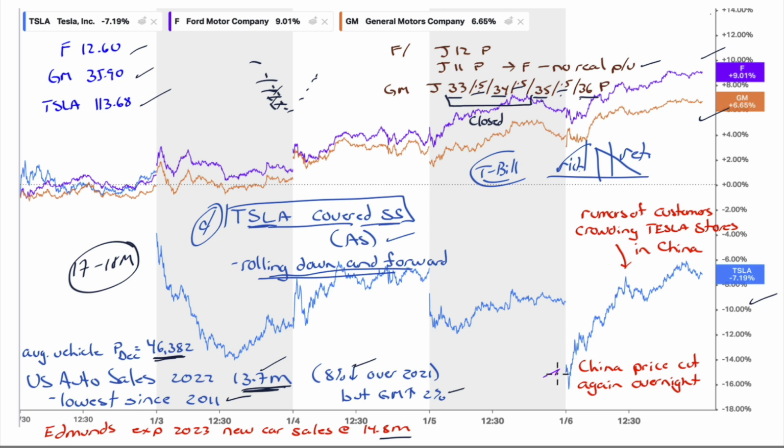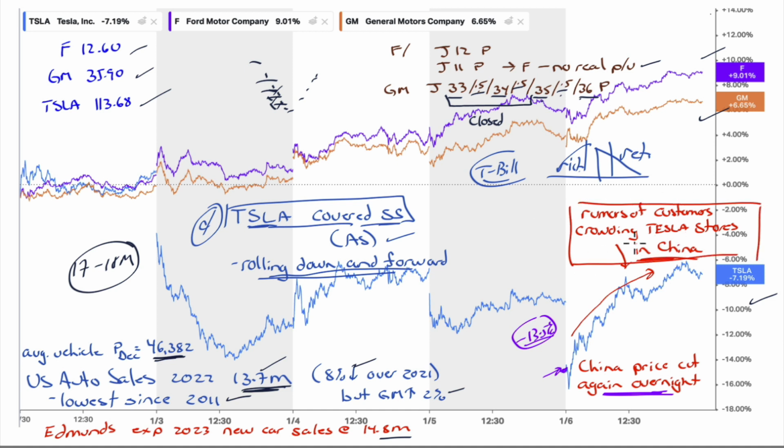So here is the open, because they lowered prices another 13.5% in China. It's not overnight for us, it's overnight. It was during the day in China, but it happened overnight for us. Another price cut up to 13.5%. So it opened lower, but then rumors started going around that all these Tesla locations were being flooded with people. And it's like, oh my God, this is fantastic. See, the price cuts are going to be made up with volume. So rumors of crowding Tesla stores in China, but they were not customers.